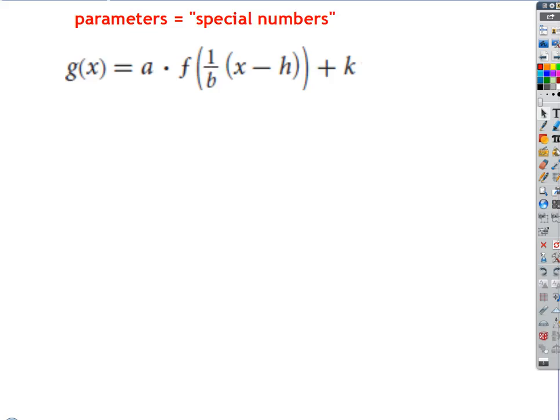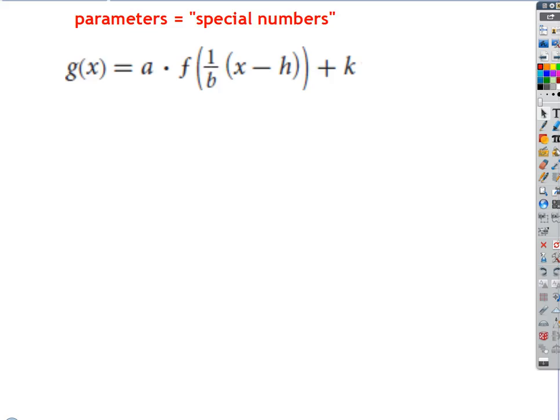So we can start with a simple parent function, and we can do some stuff to that, like translate it, slide it horizontally or vertically. We can reflect it over the x-axis or the y-axis. We can stretch it vertically or compress it vertically, stretch it horizontally or compress it horizontally. And we can take the simple parent function and turn it into a more complicated version of the function, right? That's kind of our goal.